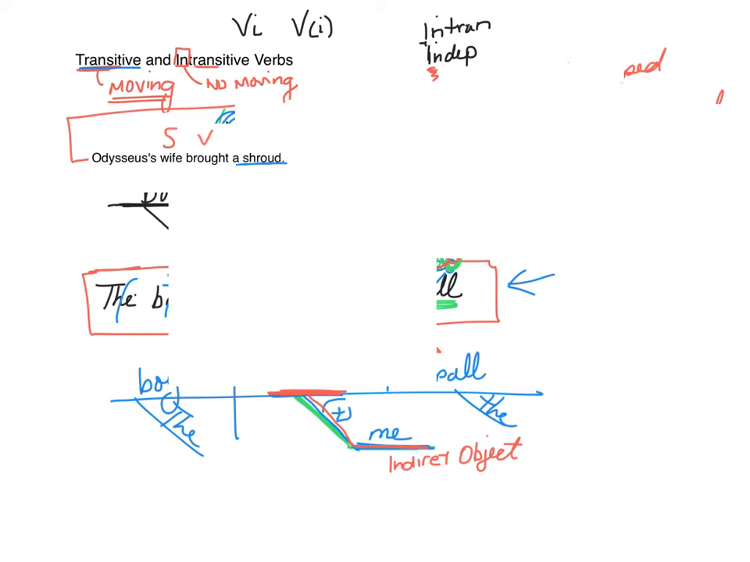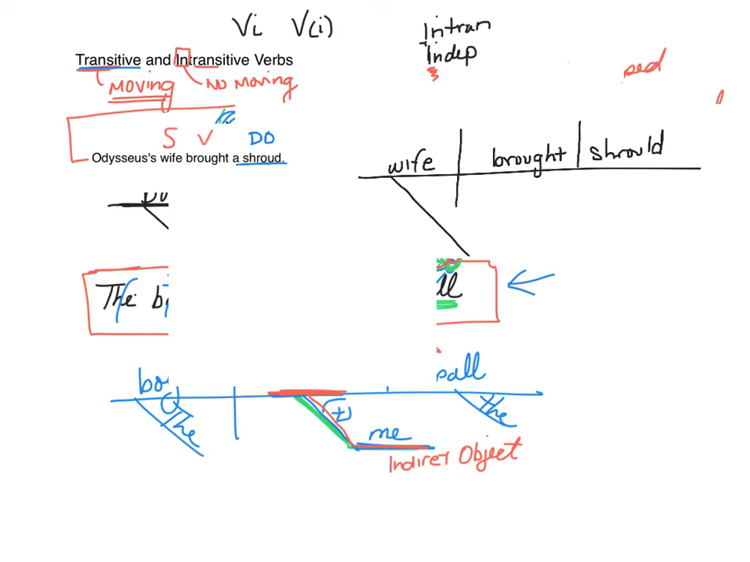Well, what is shroud? Shroud is an object that is telling you what got brought. Can you just walk up to someone and say, wife brought? No, what did they bring? Well, she brought a shroud. So that means this is a direct object. So to diagram this, we have wife, brought, shroud. That is the main idea, which is why that is what sits on the main idea line. Separate the subject from the verb. Separate the verb from the direct object. And now we can start putting in some of our danglies.